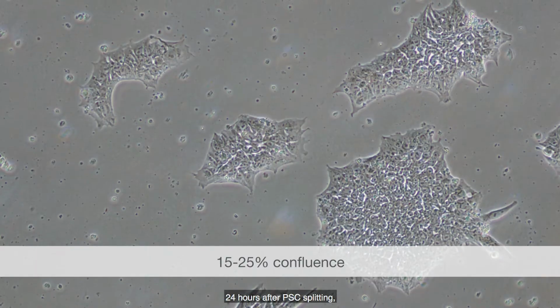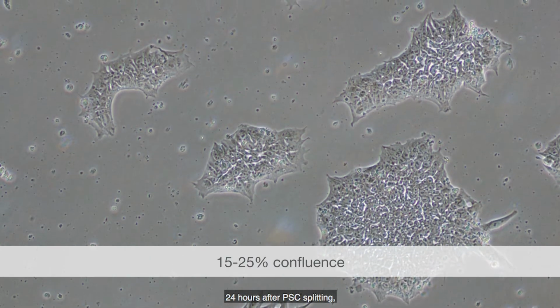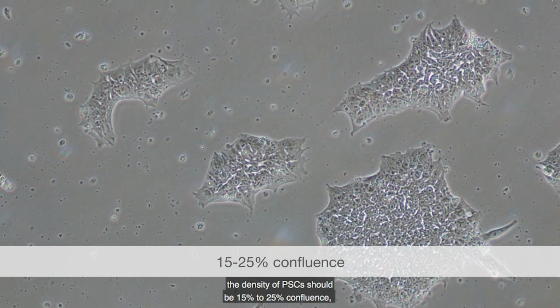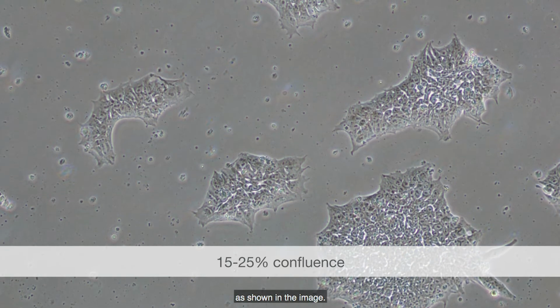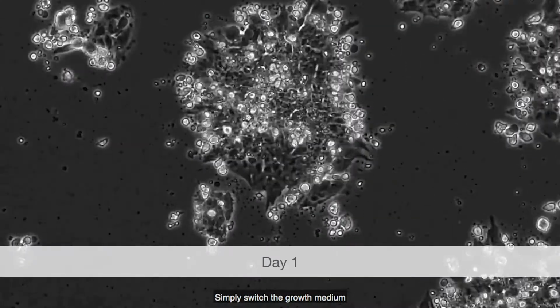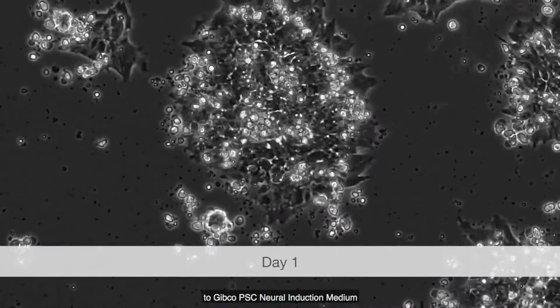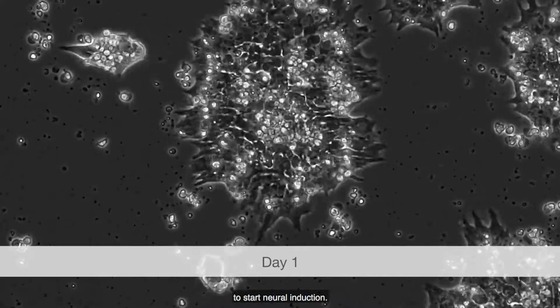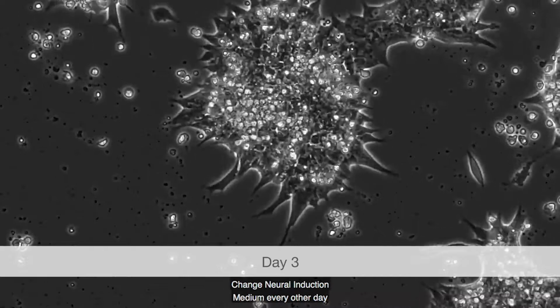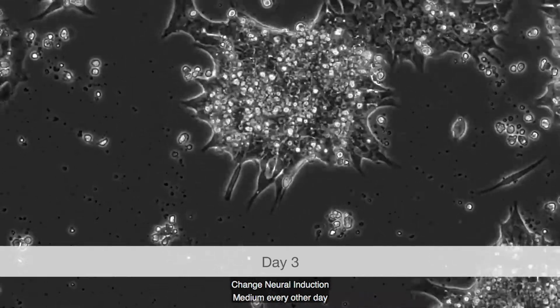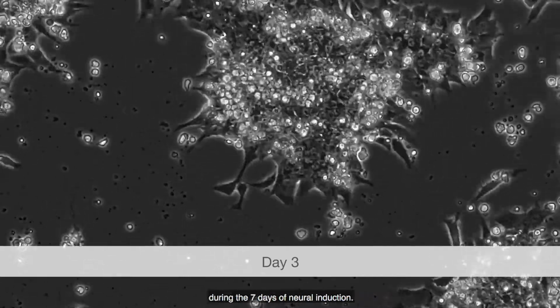24 hours after PSC splitting, the density of PSCs should be 15% to 25% confluence, as shown in the image. Simply switch the growth medium to Gibco PSC neural induction medium to start neural induction. The total duration of neural induction is 7 days. Change neural induction medium every other day during the 7 days of neural induction.